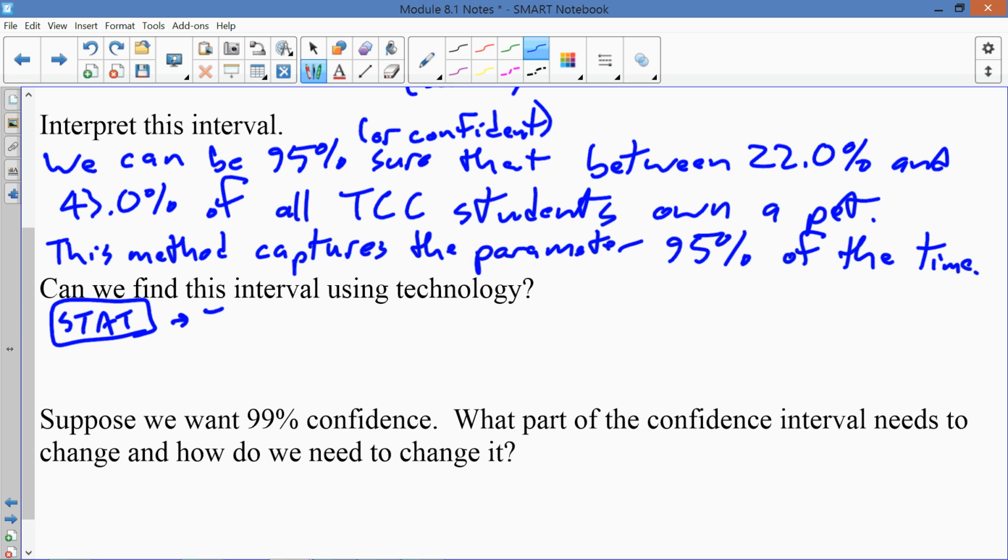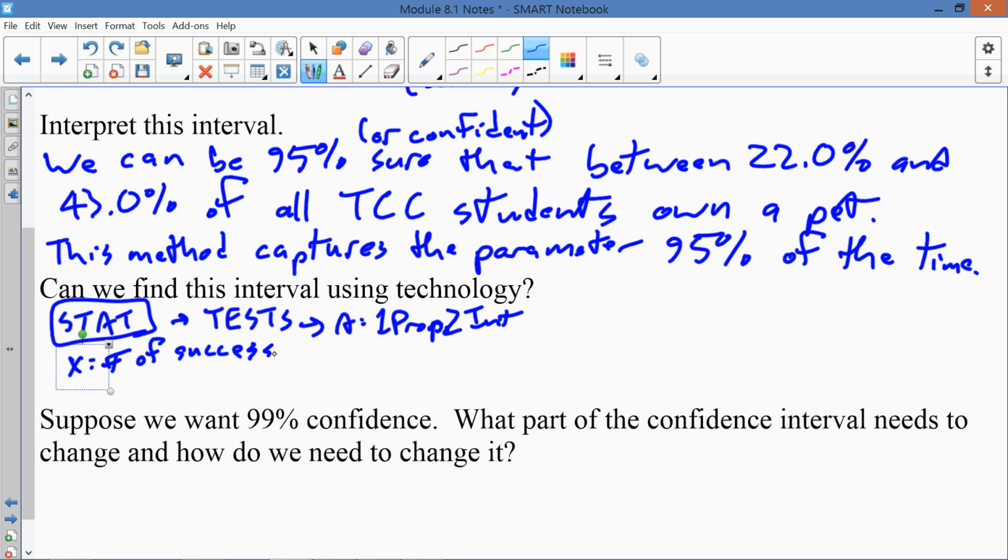and then went over to the tests heading, and then I did, let's put the letter there of A that I went to. I went to A, which was 1 prop Z int, and then X was the number of successes. And N was the sample size, how many were in my sample, and then C level is just my confidence level.